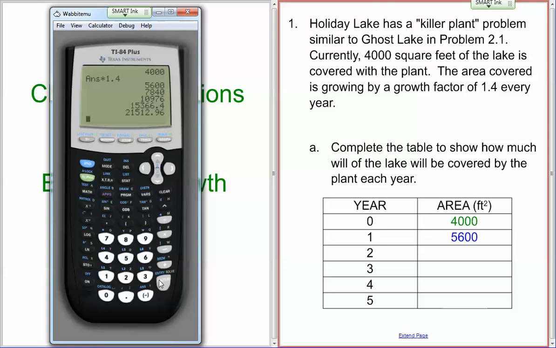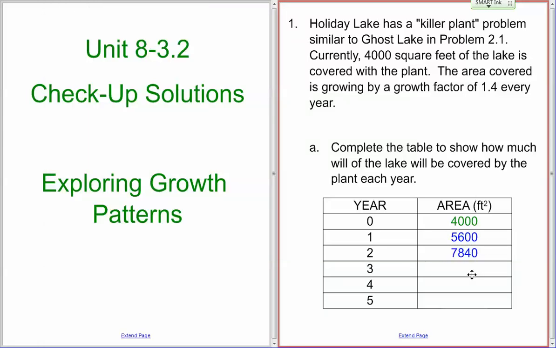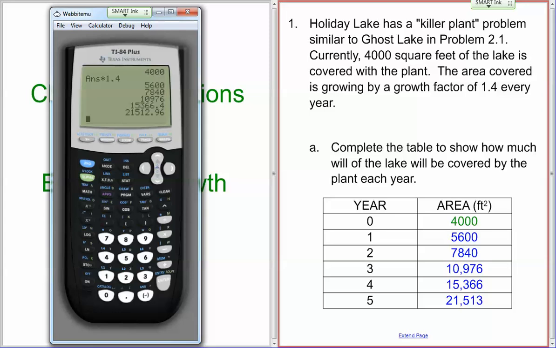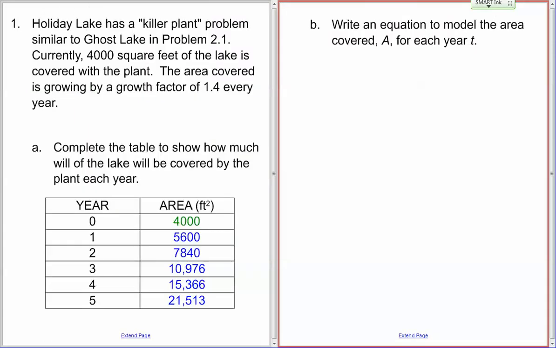So 7,840 and 10,976, 15,366, and 21,513 square feet. And I just rounded those. So starting with 4,000, multiplying by 1.4 to get the area covered each year. Next, write an equation to model the area covered.